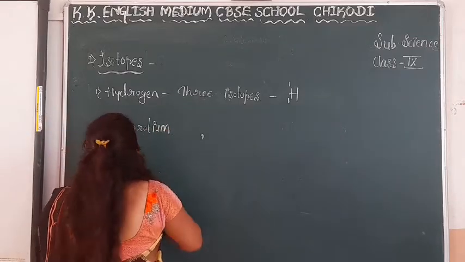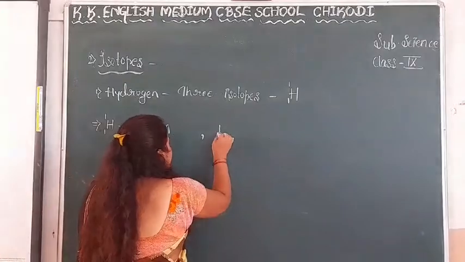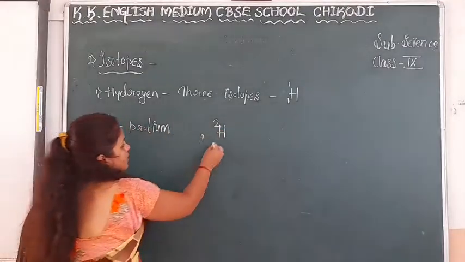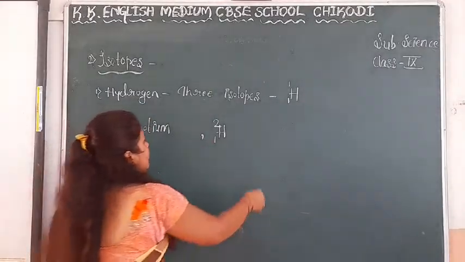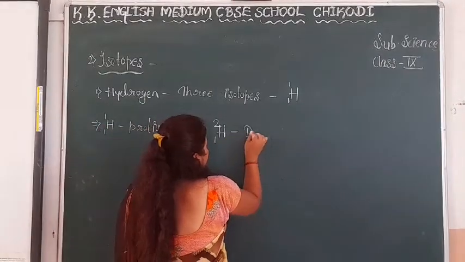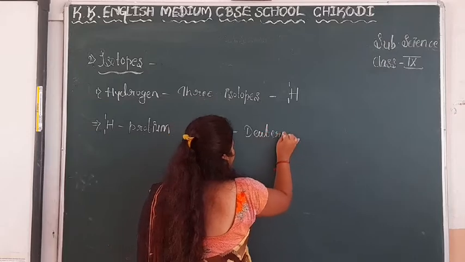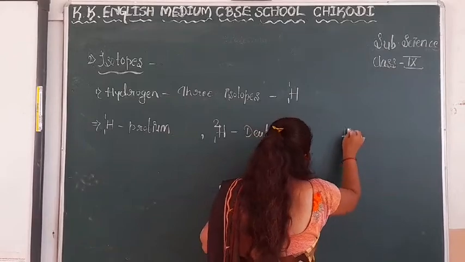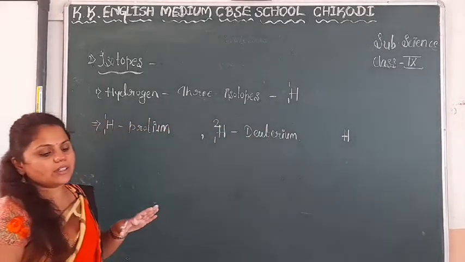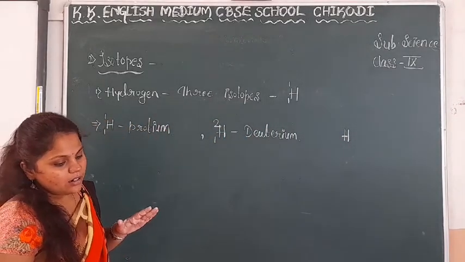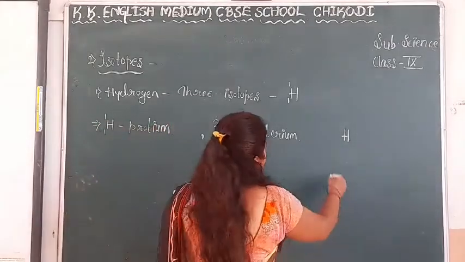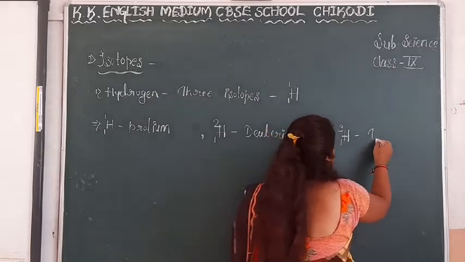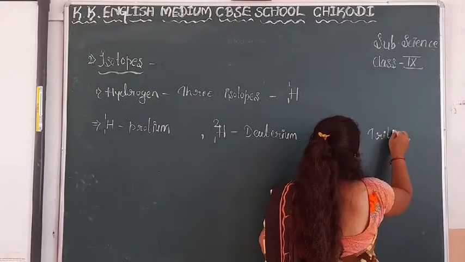Next is the hydrogen having the 2 mass number and 1 atomic number. It is represented as deuterium. With this, hydrogen having the 3 mass number and 1 atomic number is represented as tritium.